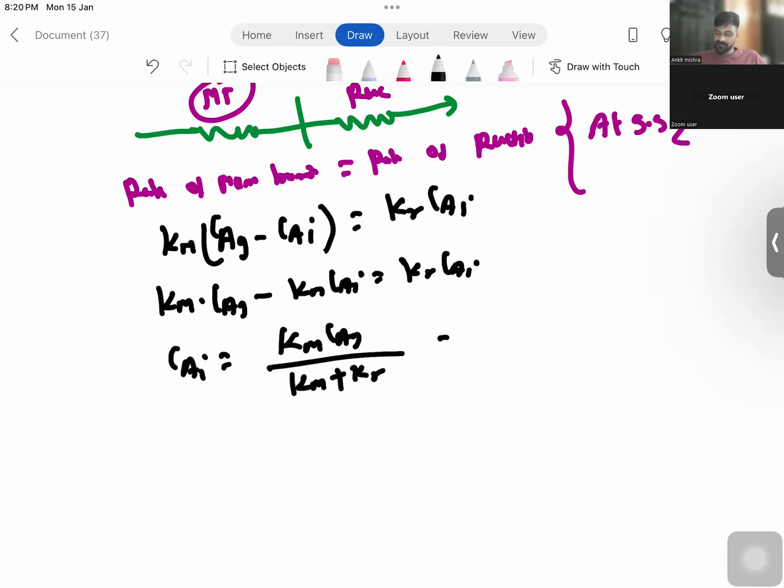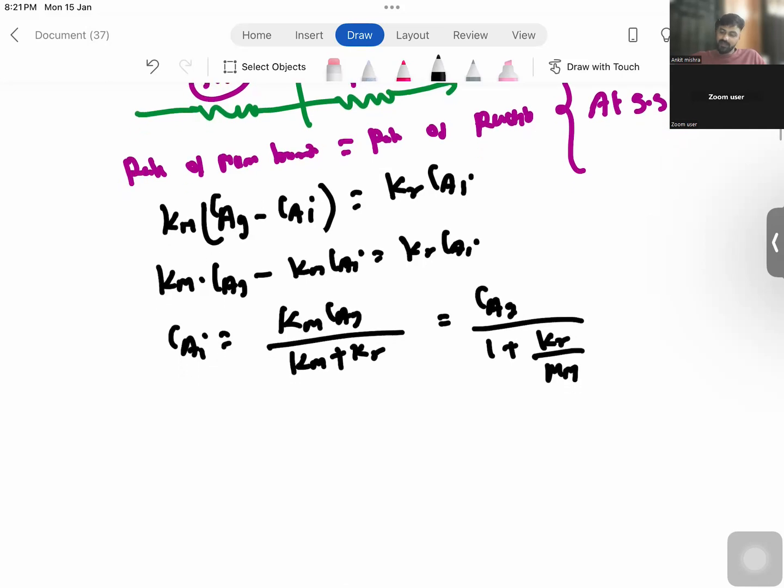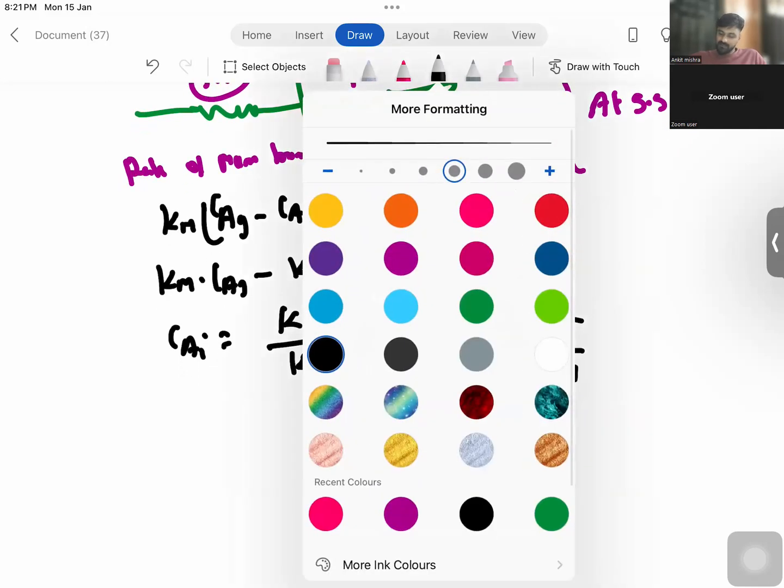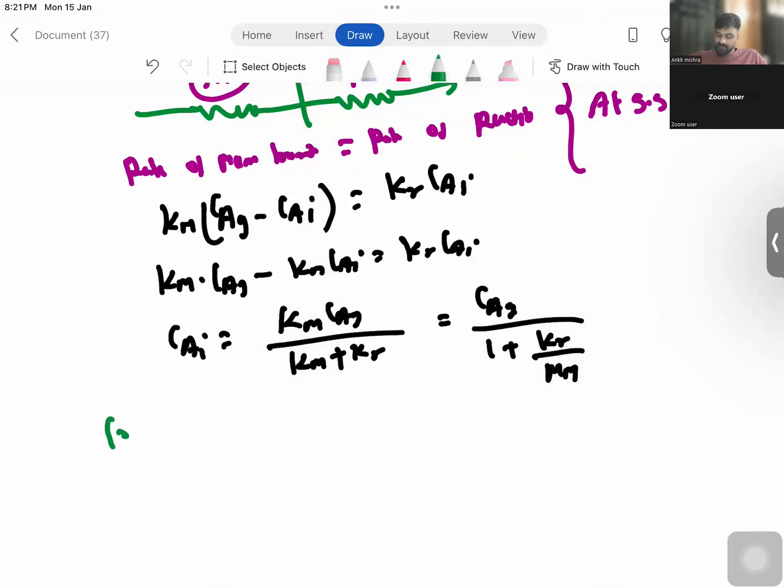Fine. So it can be written also as CAG divided by 1 plus Kr divided by Km. Fine. So I have just divided by Km on the numerator and the denominator both, and we will get this. You can get this kind of mathematical relation. Now we can find out the rate of reaction at the interface, that is equal to Kr into Ci. So we know the value of Kr that will be given in the problem, and we have calculated the concentration at the interface if the bulk phase concentration has been given, because it is very difficult to calculate the concentration at the interface. So the bulk phase concentration, or definitely you will be knowing these things.